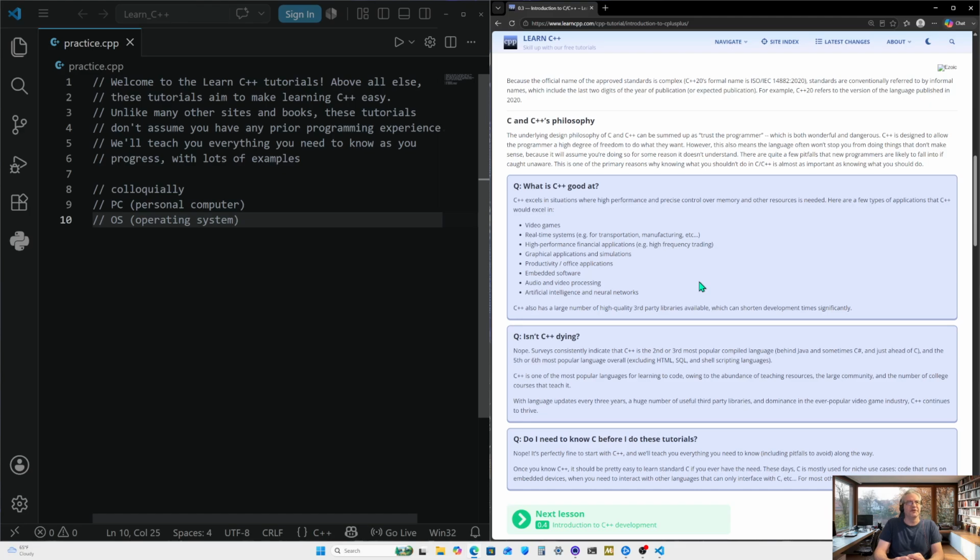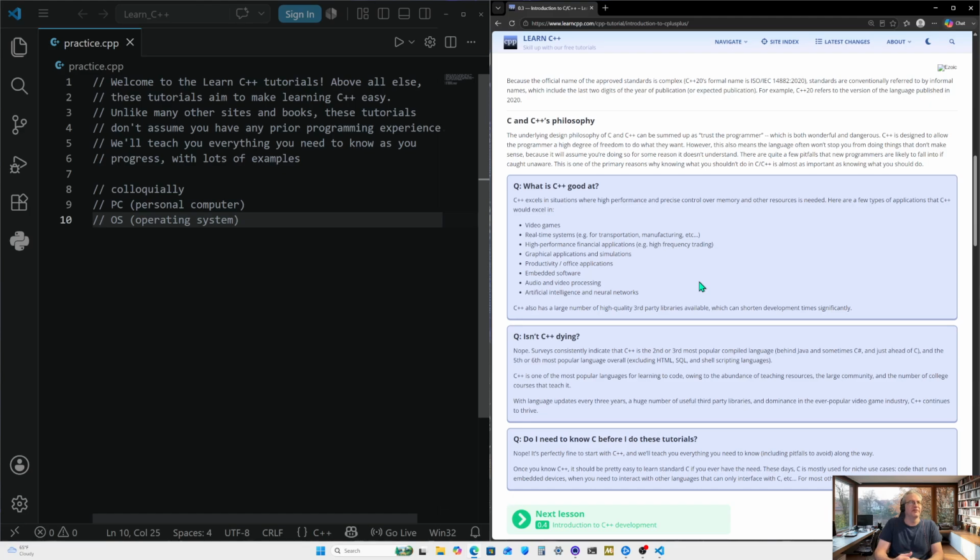Yeah, I don't know where to go with that one. For example, C++ 20 refers to the version of the language published in 2020. Okay, so yeah, the last two digits just refer to the year.